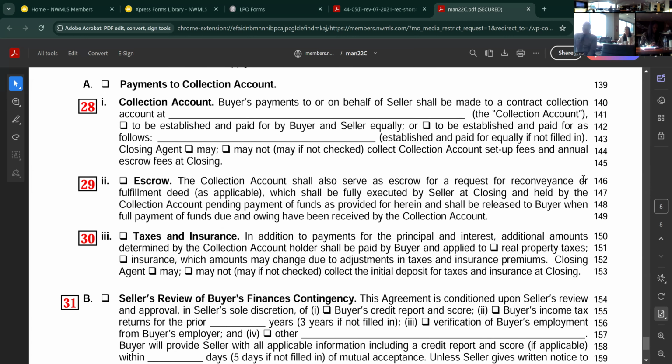Okay, escrow. The collection account shall also serve as escrow for a request for reconveyance or fulfillment deed, as applicable, which shall be fully executed by seller at closing and held by the collection account pending payment of funds as provided for herein, and shall be released to buyer when full payment of funds due and owing have been received by the collection account. You definitely are going to keep escrow. Taxes, insurance, you want all of those to stay the same, making sure that those are going to get paid. And again, having the collection account, the servicer, handle that stuff is really going to be important.